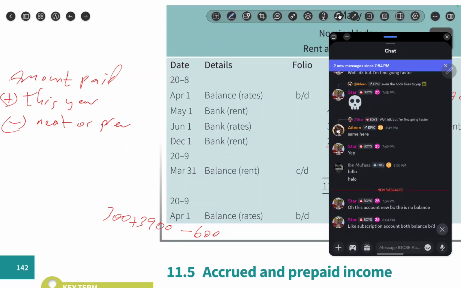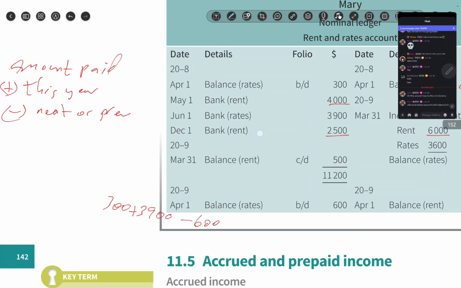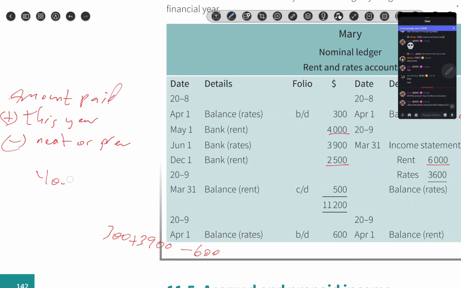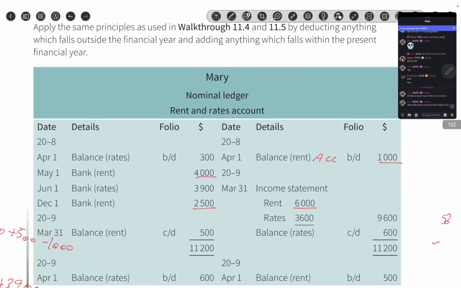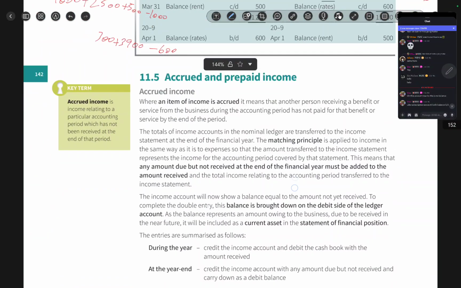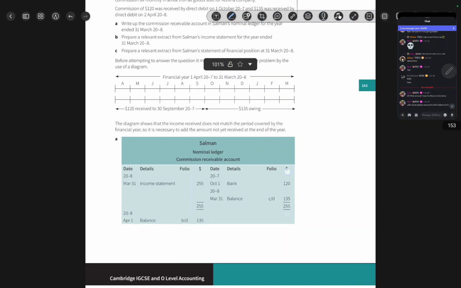Subscription account. Yes, exactly. Subscription account is also the same thing. If you understand income account, subscription account is literally copy paste. Okay. So you add 500, we just do 4000 plus 2500 plus 500 minus 1000, because this 1000 is for the previous year, and that way you get 6000.